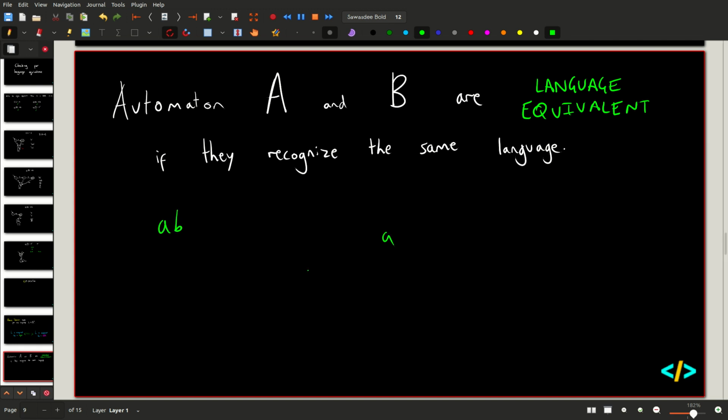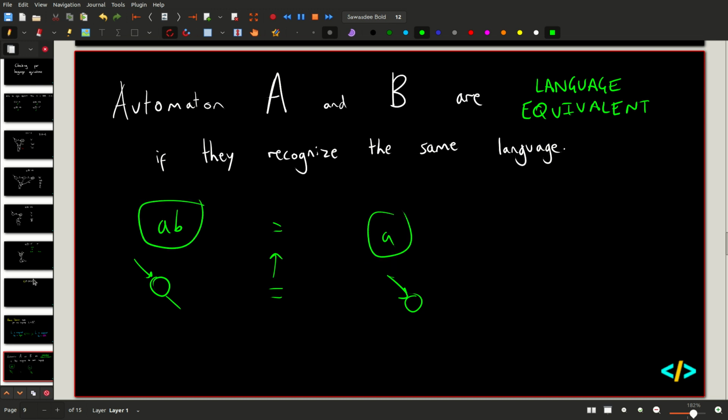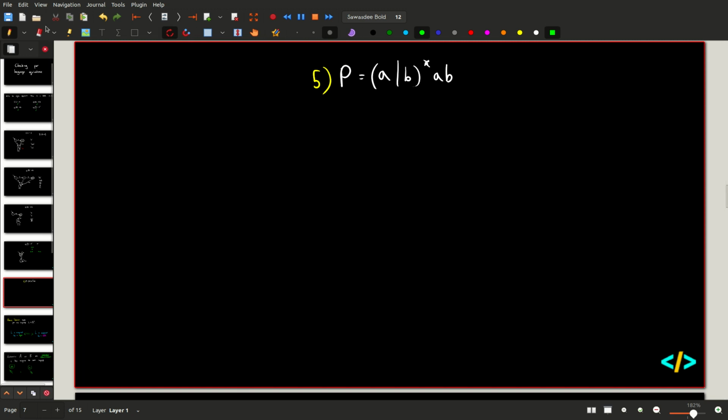Before we go into more detail with this, if two automata are equivalent, then that means the two languages that they represent are also equivalent. We can easily turn these languages into two DFAs and then compare the DFAs. So just to practice turning it into a DFA, let's have a go at this question here. The language P is (A or B)* followed by AB. So how could we approach something like this?